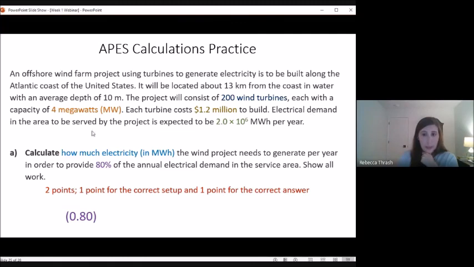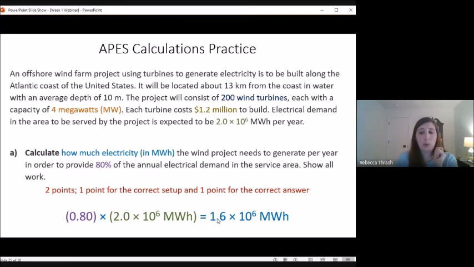Electrical demand in the area to be served by the project is expected to be 2.0 times 10 to the 6 megawatt hours per year. So all we've got to know is what 80% of that is. So I'm going to multiply 2 times 10 to the 6 megawatt hours by 0.8. There's no exponents here that I have to deal with, so I'm really just taking 80% of this number. And that's going to give me 1.6 times 10 to the 6 megawatt hours. Okay. Now, we've got to remember this term because usually these problems build on themselves.